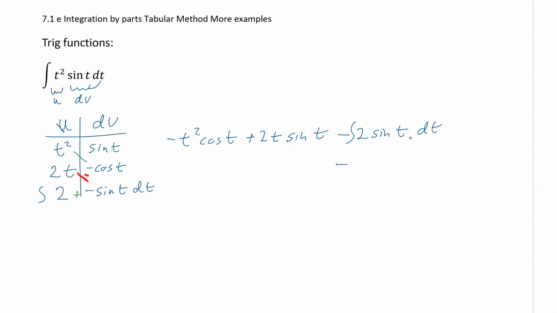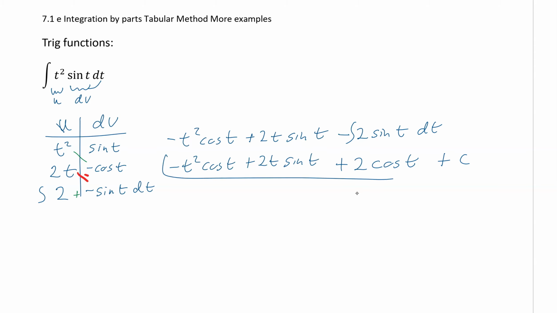So this becomes negative 2 cosine t, but we need that to be a plus because the derivative of cosine would be negative. There it is. Remember, you end in a co, you put a negative. We put our plus c. We bring everything down. And there we have it.